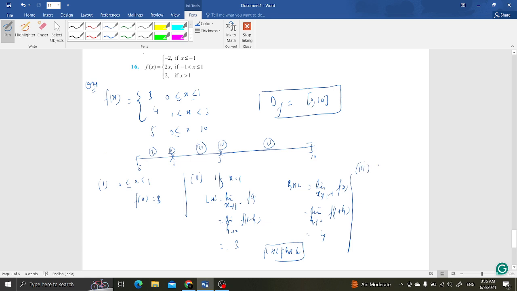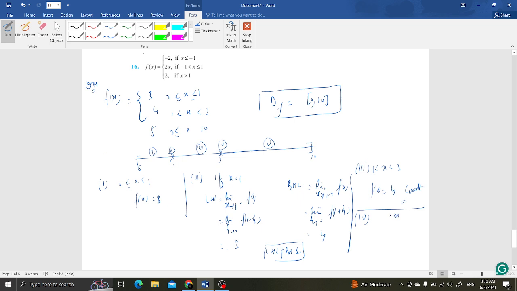Third thing, when x is from 1 to 3, again you can observe that in between, the function is constant, and if the function is constant, then it is continuous. Function is constant here, so it is continuous.